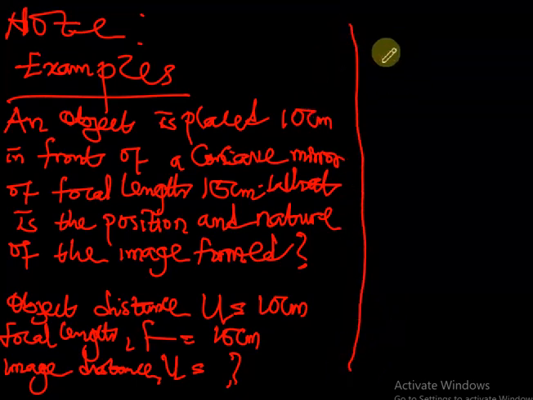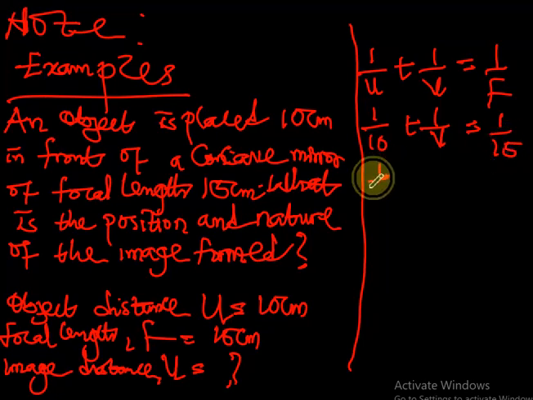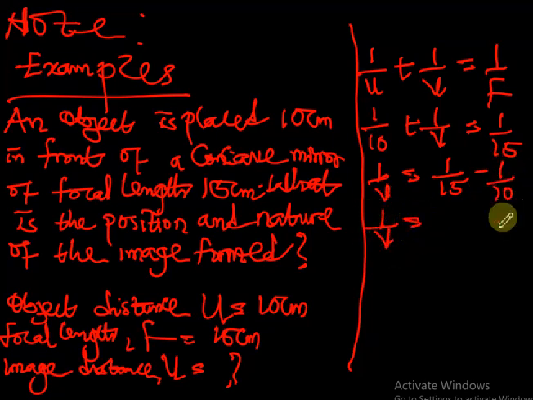You must recall the mirror's formula: 1 over u plus 1 over v equals 1 over f. So u is 10, plus 1 over v unknown, equals 1 over 15. If you collect the like terms, you have 1 over v equals 1 over 15 minus 1 over 10. So 1 over v equals, the LCM here could be 30.